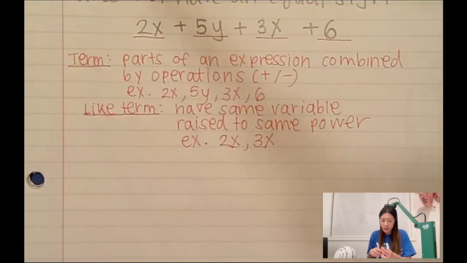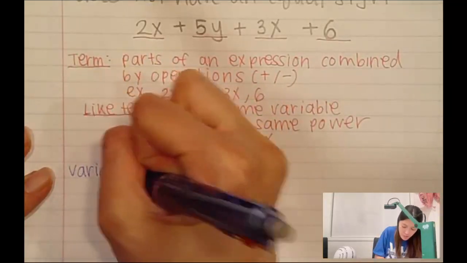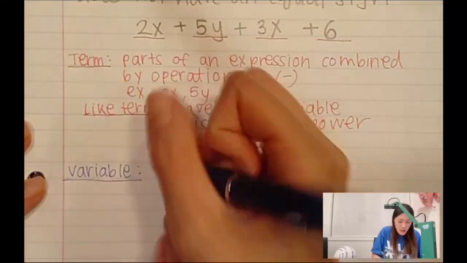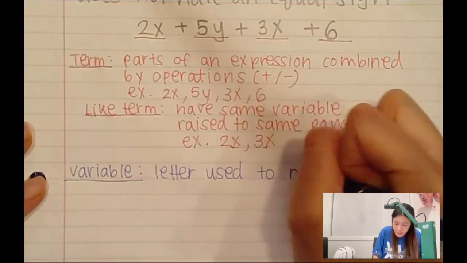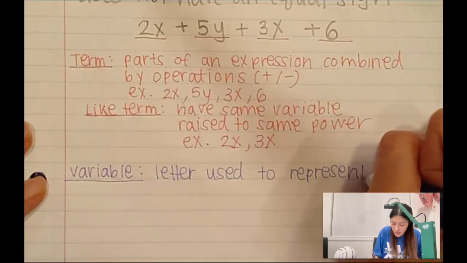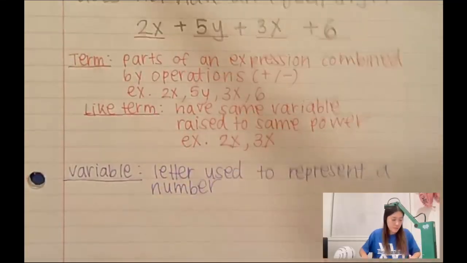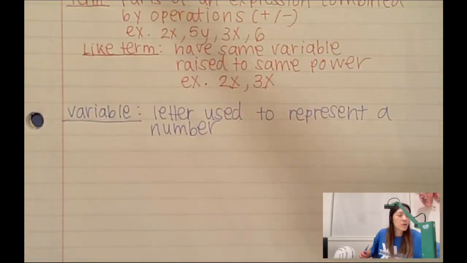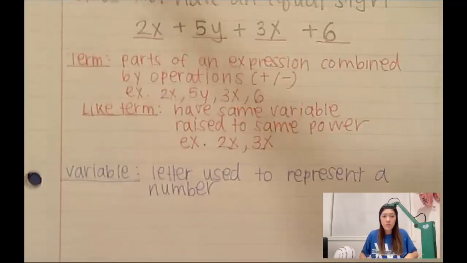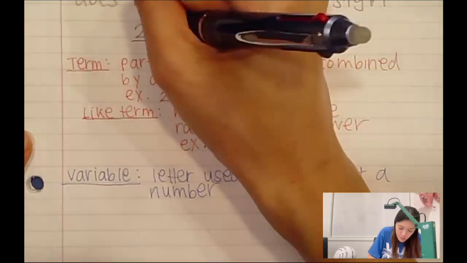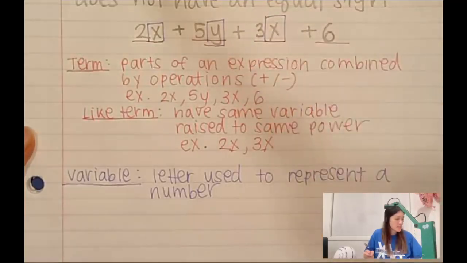Going off of that, our next word is variable. We've talked about this before. A variable is a letter used to represent a number. I'm going to box the variables in the expression here. If we take a look at my expression, I have a variable x, I have the variable y, and then the variable x.